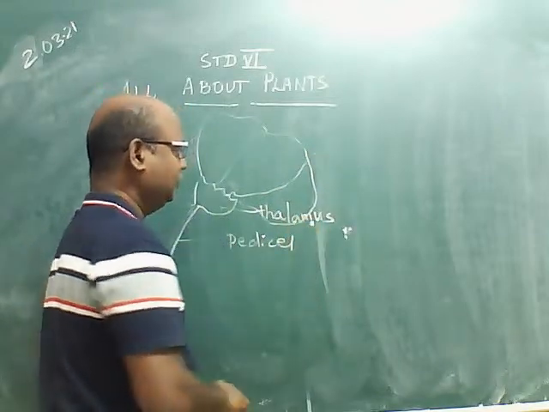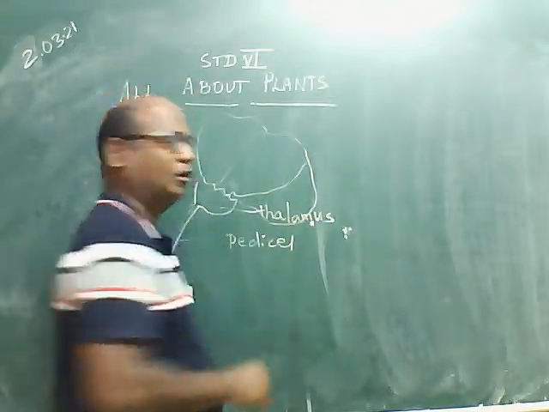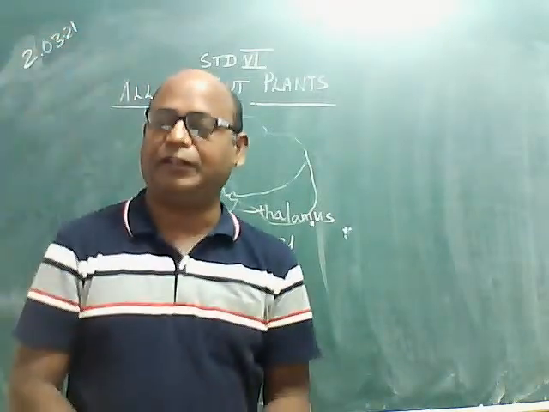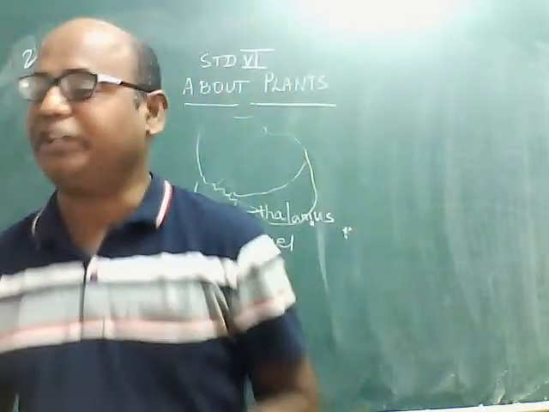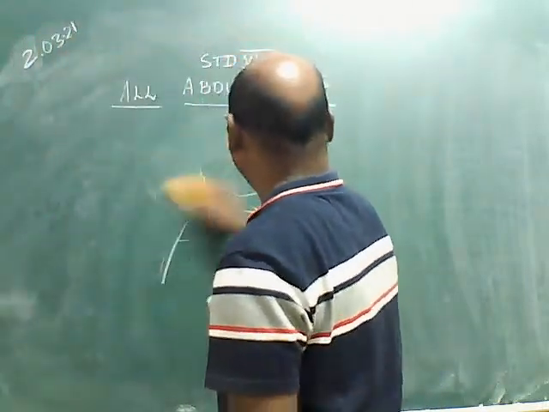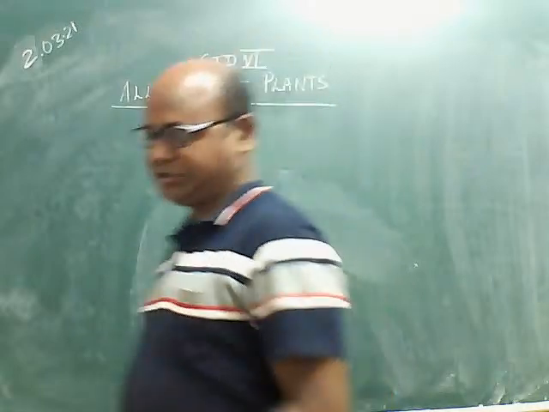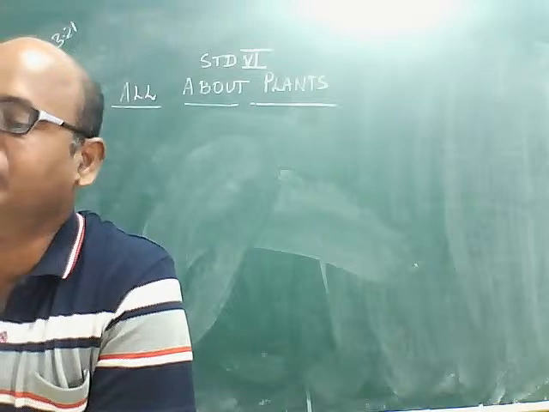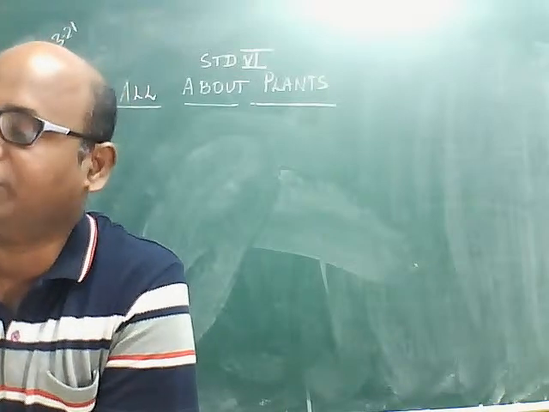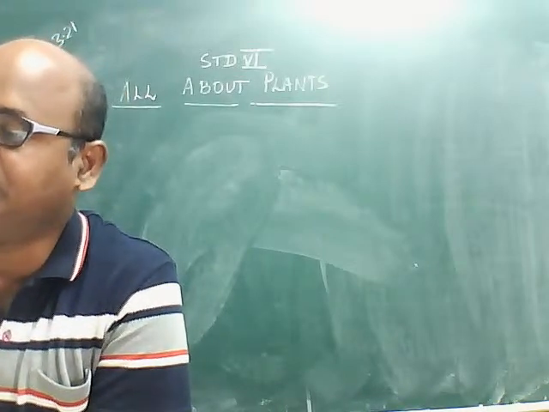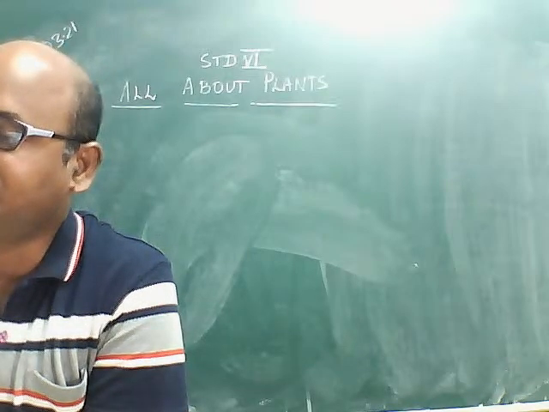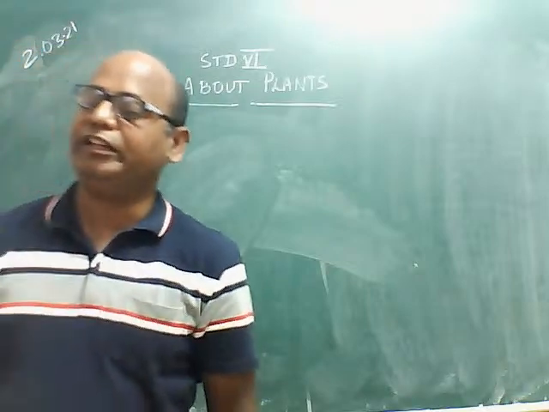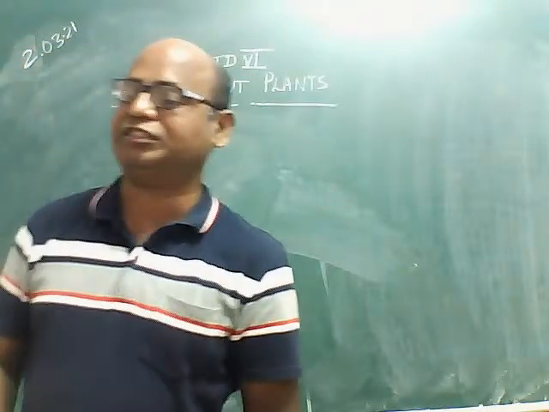Then the next one, you know that what is the green part of the flower which is giving protection to the flower at the bud stage? Yes, sepals, calyx. Being green in color, it also performs photosynthesis.